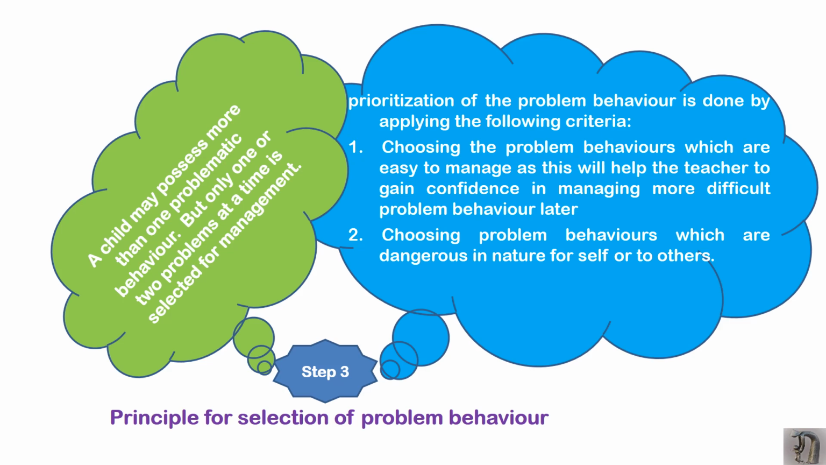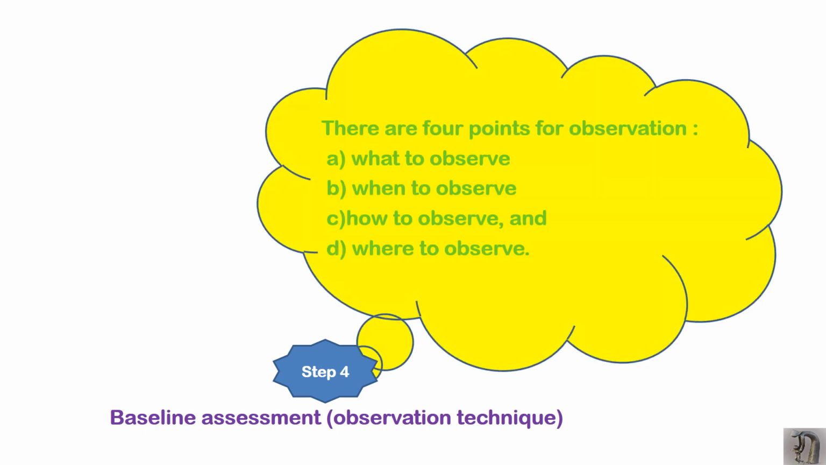Let us move to the next step, the fourth step, which is called baseline assessment. Once you have selected the problem behavior, for example the child is kicking others, that might be your problem behavior. So you need to assess the level of the kicking. You need to apply an observation technique for that. Now see, there are 4 points for observation: what to observe, when to observe, how to observe, and where to observe. These 4 points are very, very important.